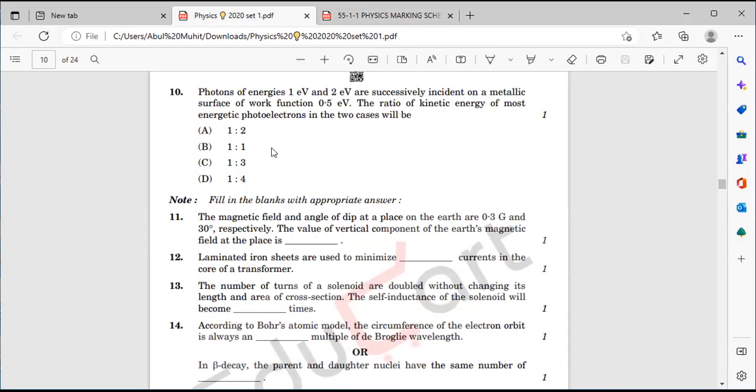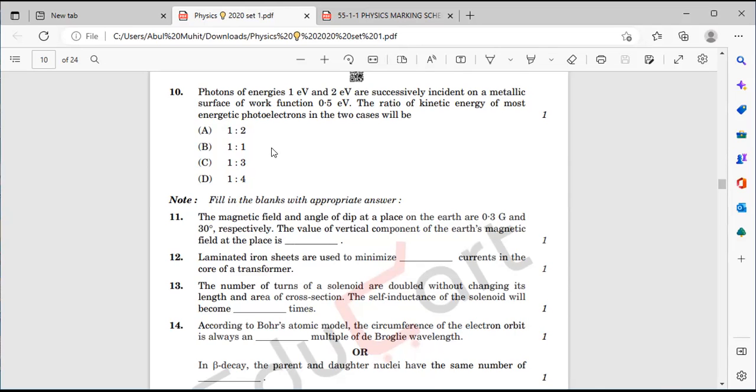Now, work function is given. Photons are successively incident on a metallic surface whose work function is 0.5 electron volt for both of them. What is work function? It is the work done to bring the electron from the ground state to the surface of the metal. The question asks for the ratio of kinetic energy of the most energetic photoelectron in the two cases.